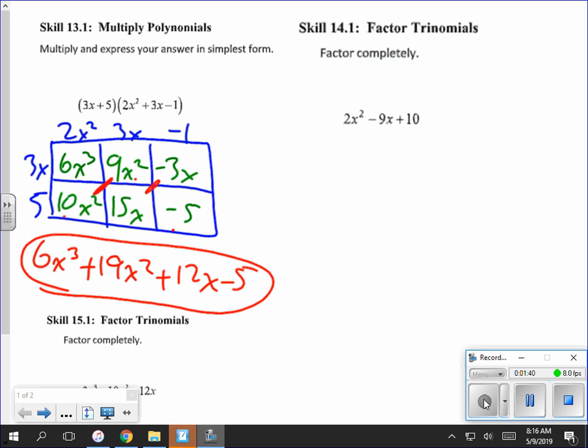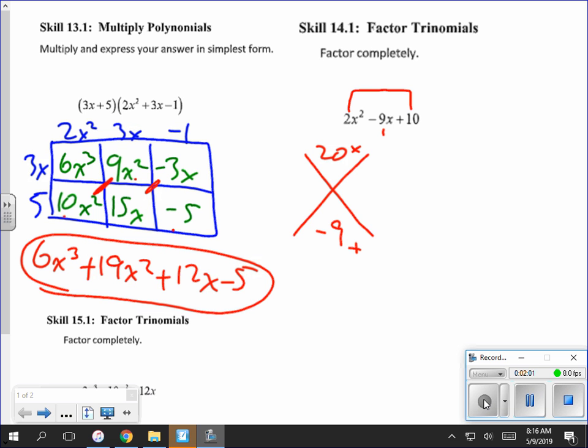Okay, next one, factoring trinomials. Set up your X box. Multiply these 2 numbers to get the top. I have 20. Middle one goes in the bottom, negative 9. I want 2 numbers that multiply to give me 20 that add to give me negative 9. So they're both going to be negative.